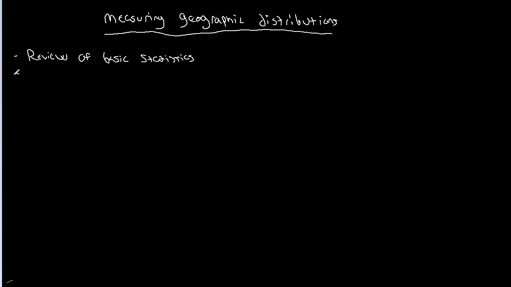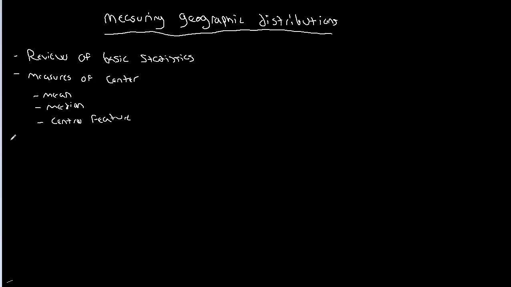Then we're going to talk about how we can apply some of these basic statistics to geographic distributions by talking about measures of central tendency, or measures of the center of a data set. And we're going to talk about mean, median, and something called central feature. So mean, median, and central feature.